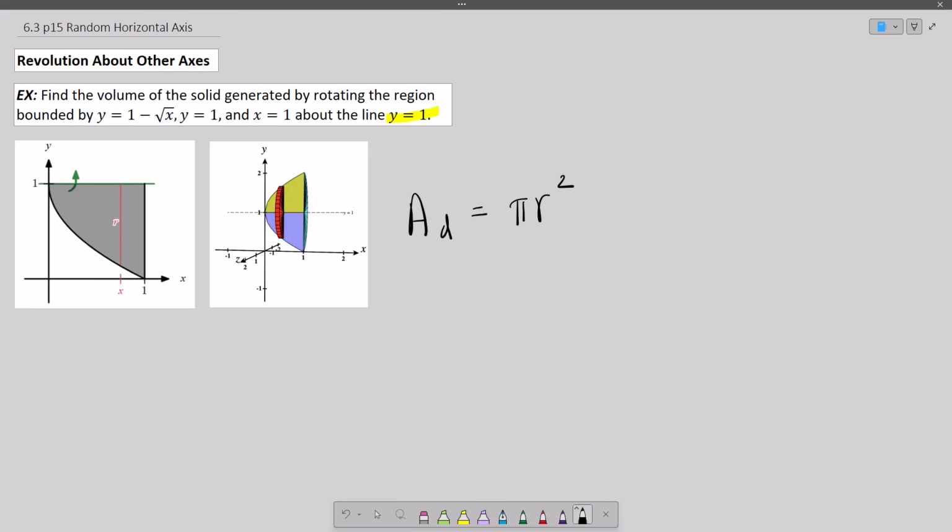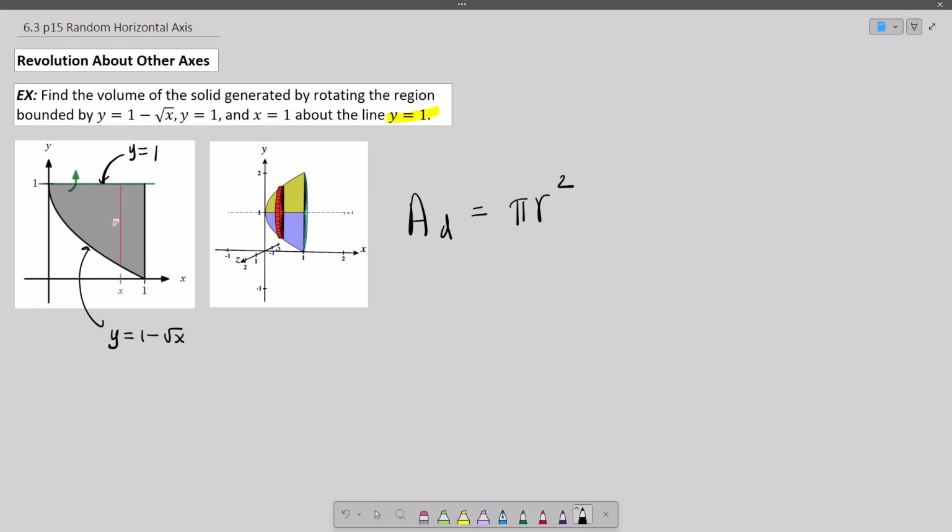That's our generic formula. Now, we already have in our head that we have a dx, so we know that we need to replace that r with x's. So let's take a look at our picture here. So this upper curve right there, that's y equals 1. This lower curve right there is y equals 1 minus square root of x.